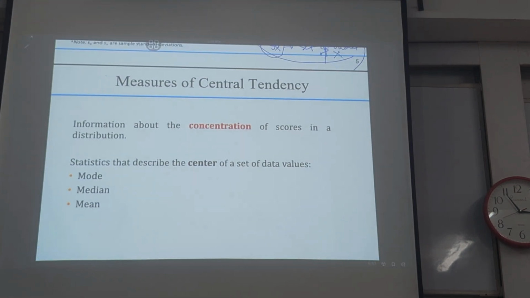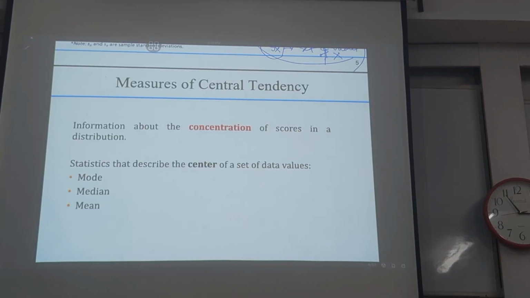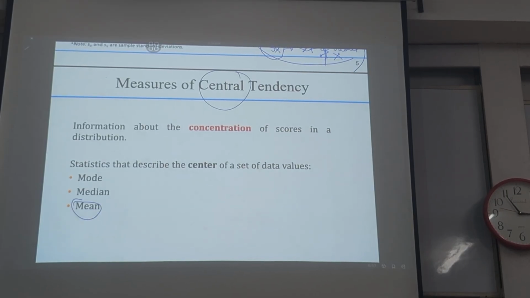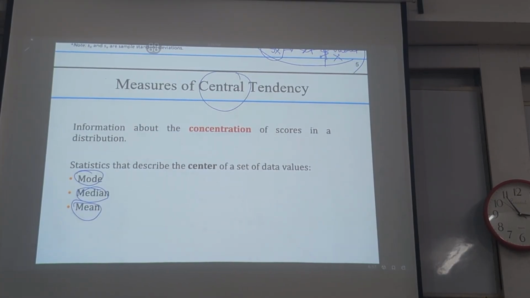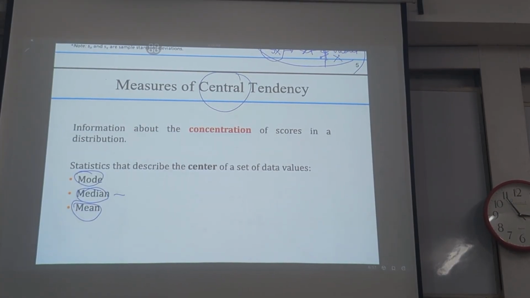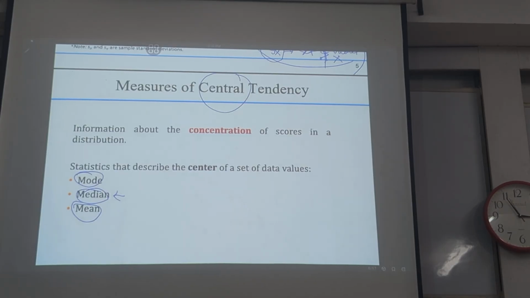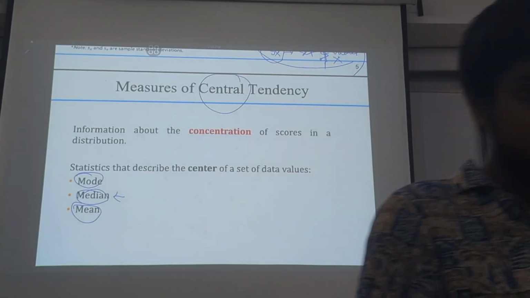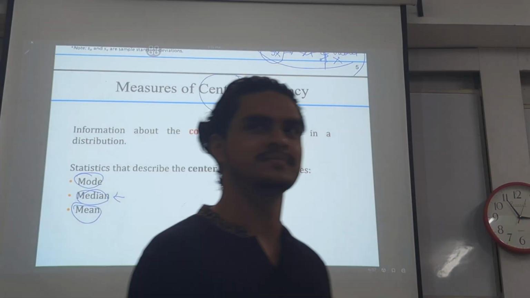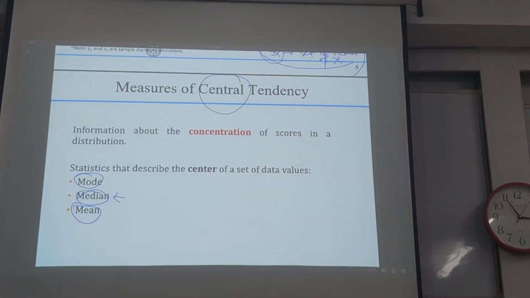Now, whenever we have data, we can measure the central tendency. What are the central tendencies? Mean, median, mode. We are familiar, right? What is the median? The middle value of the sample space, where it is arranged. When it is arranged, ordered, right?